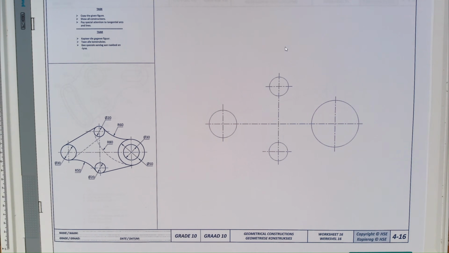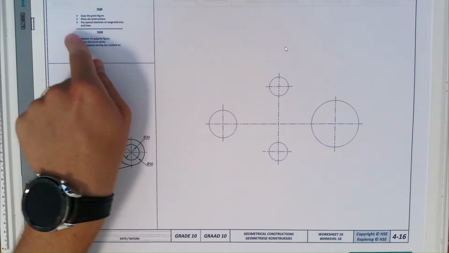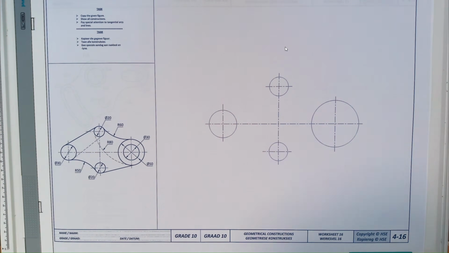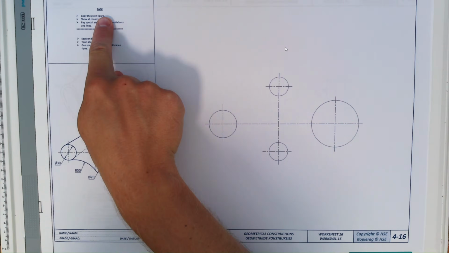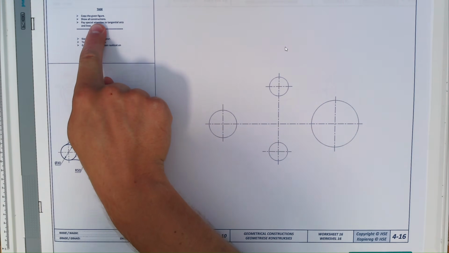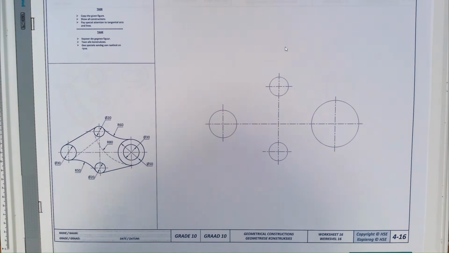In this lesson, we will look at the geometrical construction, especially the tangent arcs, in the Grade 10 HSE Workbook, page 4-16. Before we start, we're going to read the task or the question. The question is as follows: copy the given figure, show all construction, and pay special attention to tangent arcs and lines.